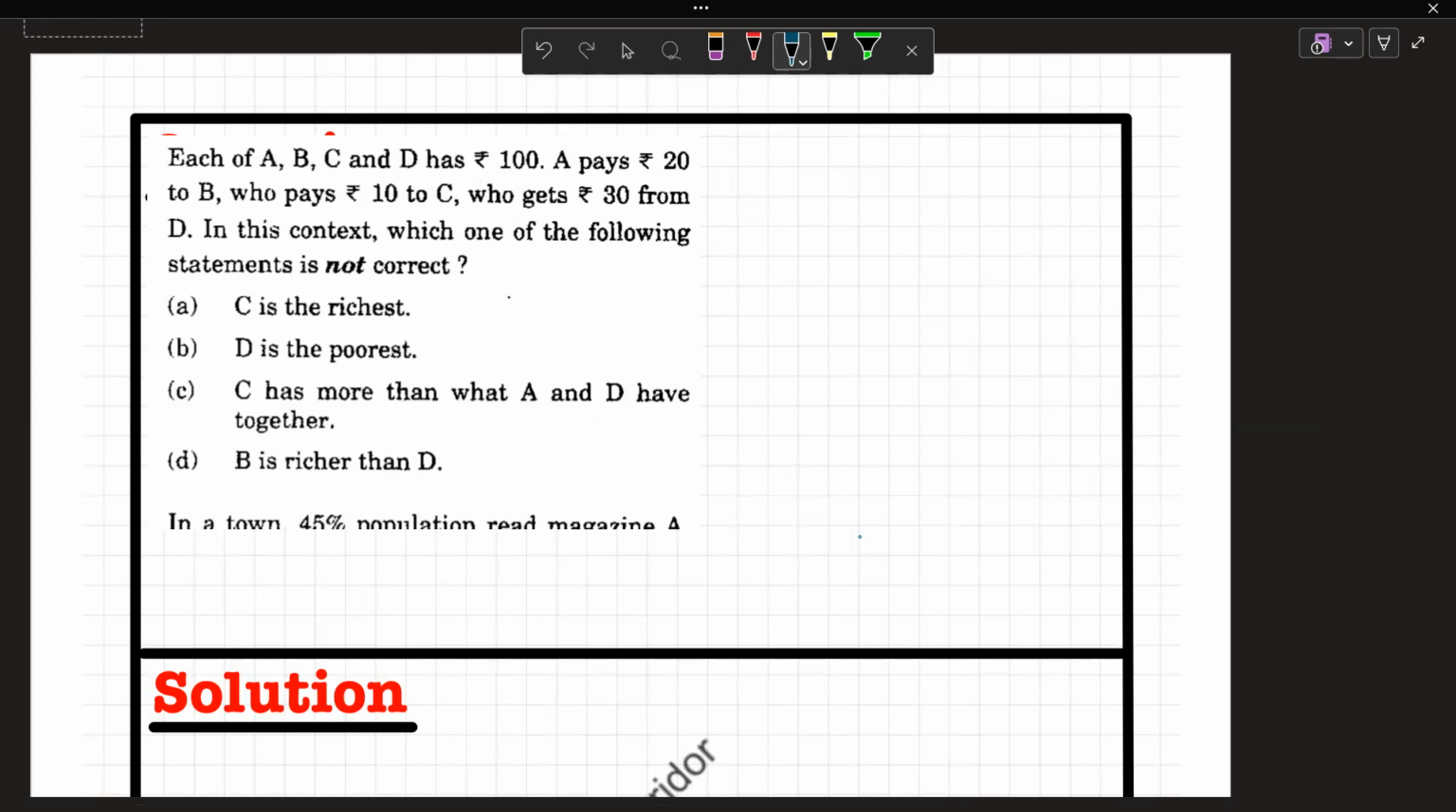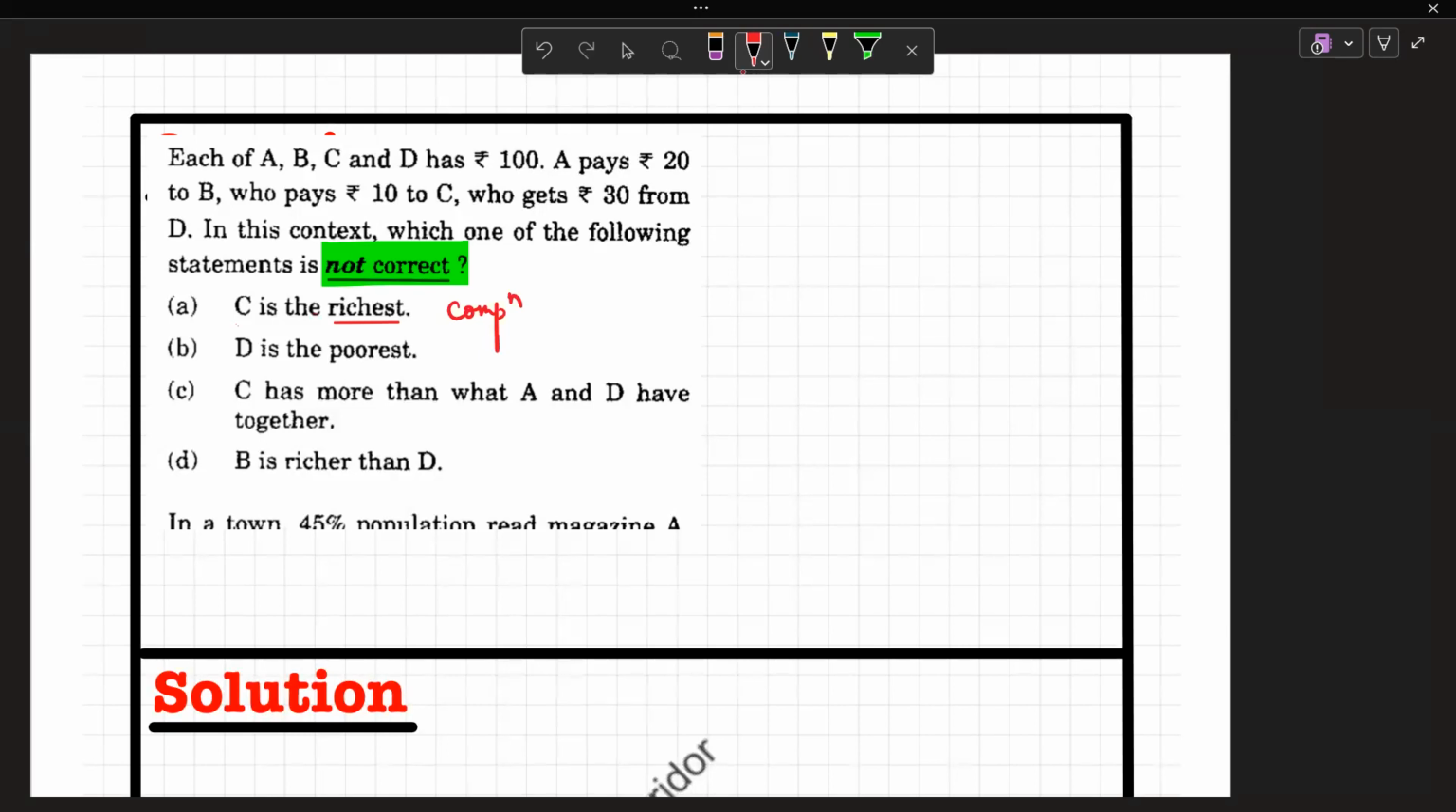Each of... okay, let us first read the question. Which one of the following statements is not correct? Okay, so you have to identify the incorrect statement. Now to identify the incorrect statement, it has asked you C is the richest, that means comparison based. Clear? Are you getting the sense of the question?